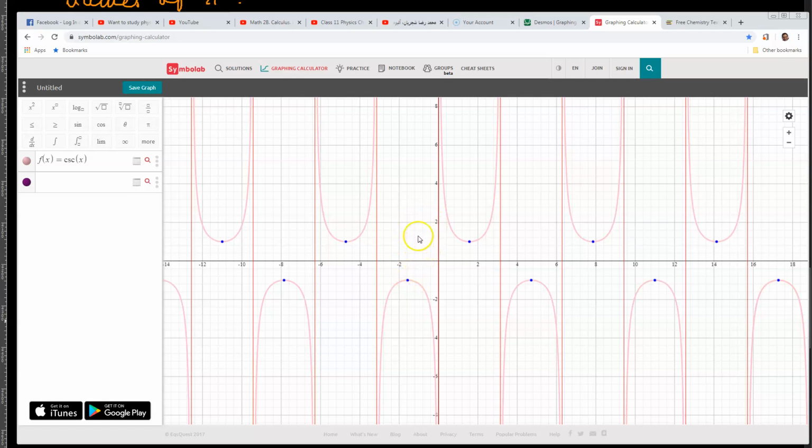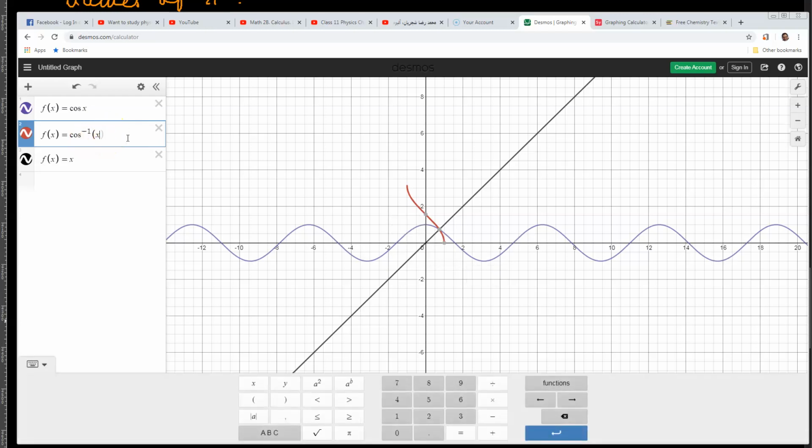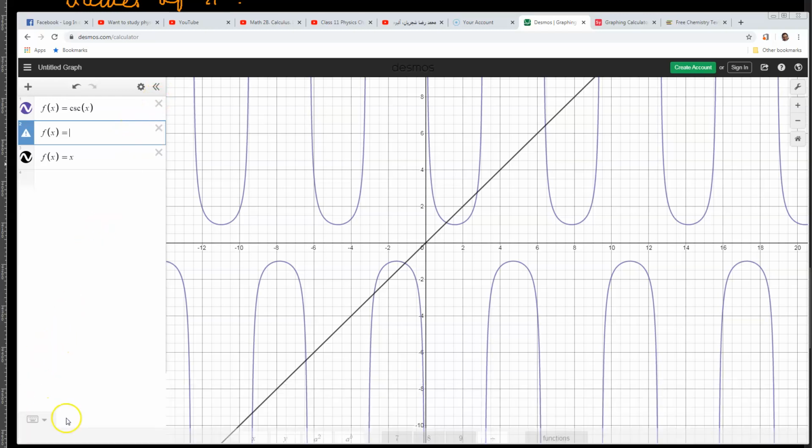Now if I draw the graph of the cosecant inverse function, which is actually not here, I have to do it on this graph. So if I do the graph of CSC of x, CSC of x is going to be this graph over here, and CSC inverse, let me see if I can find that here.